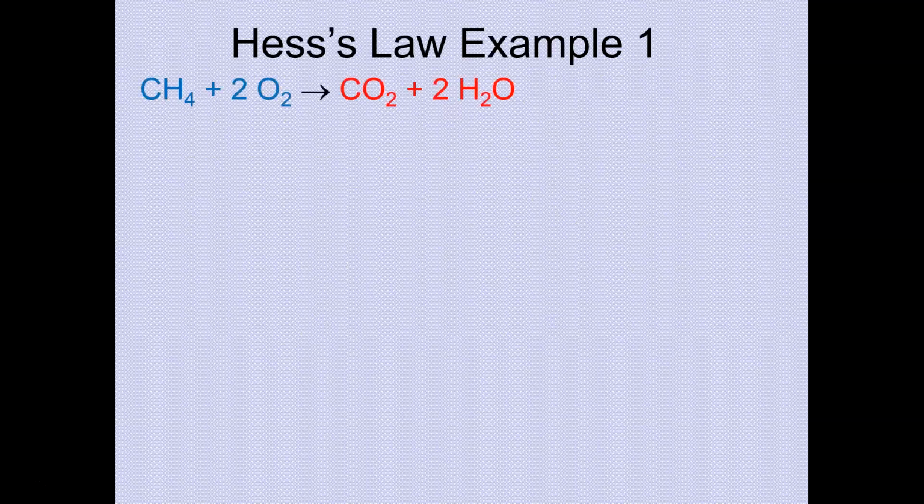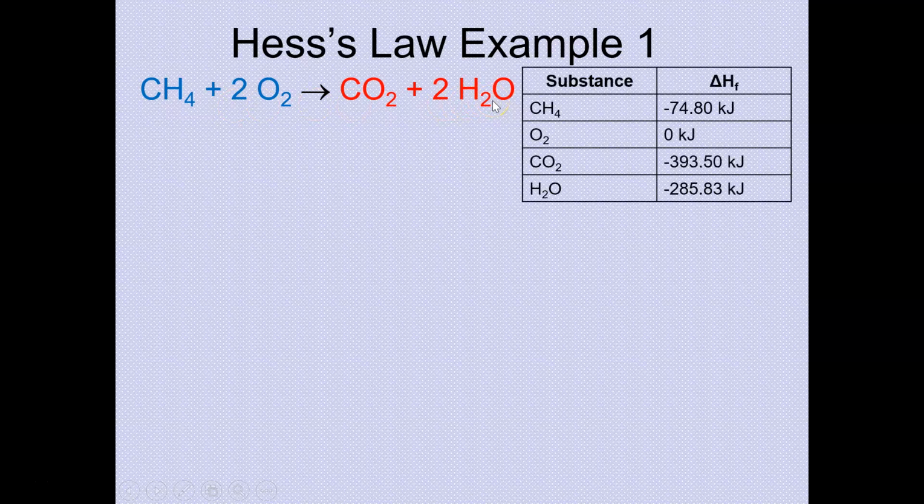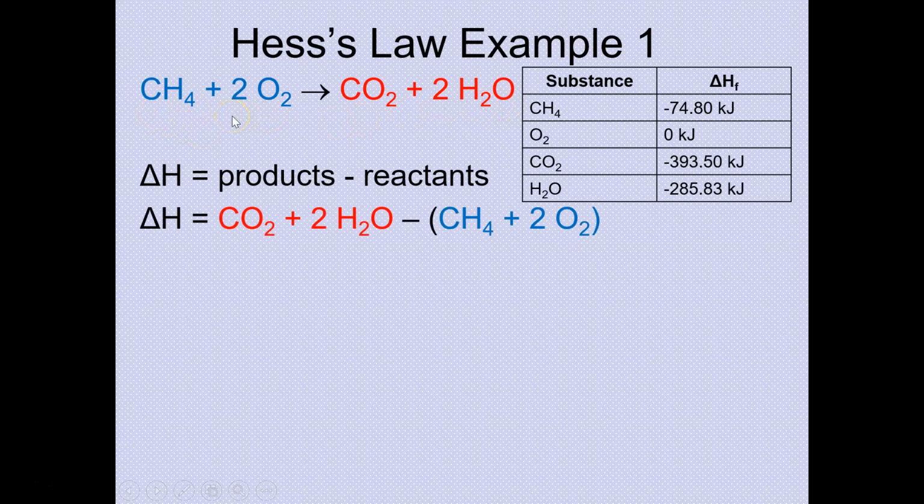So once again, this is the equation that we were given before. I've changed the colors so we can keep track of things. I put my reactants in blue and my products in red. And then this is the same data table you were provided in your previous example. So remember what I said before, delta H is going to be your products minus your reactants. So I have my products over here and my reactants over here. So that means I'm going to have products minus reactants.